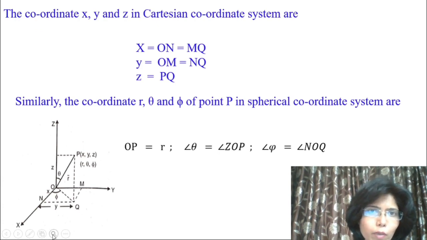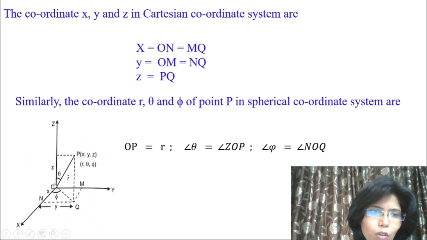The coordinates x, y, z in the Cartesian coordinate system are: x is equal to ON. See, this is your ON, which is equal to x. Then OM is your y. Now this OM is equal to NQ. Similarly, this ON is equal to MQ. Fine. And this OM is equal to NQ.